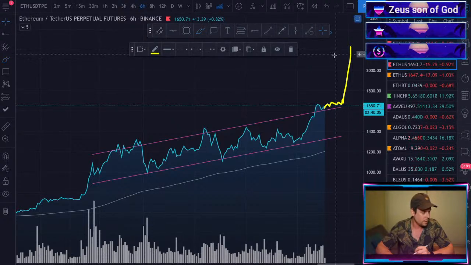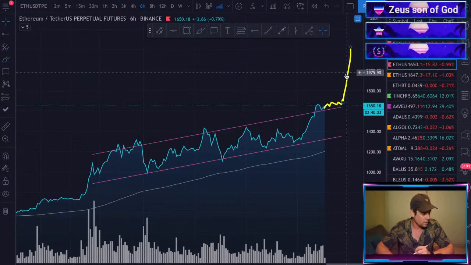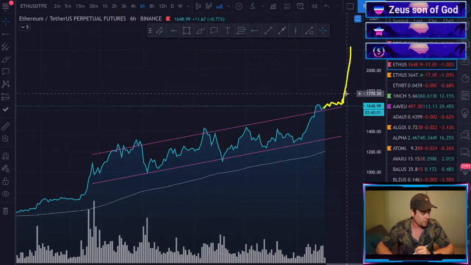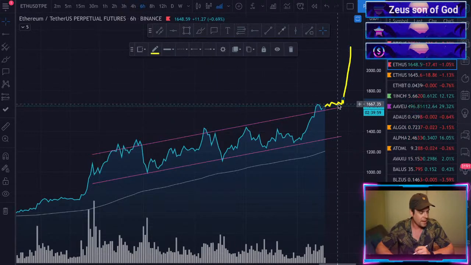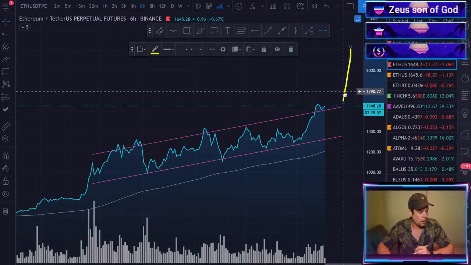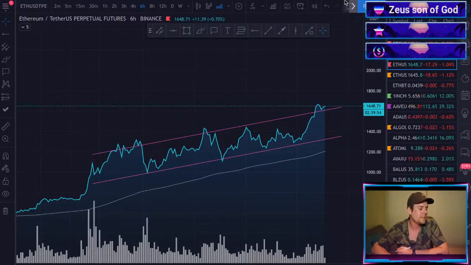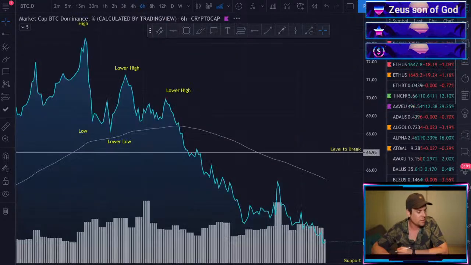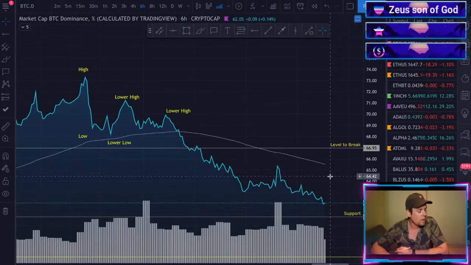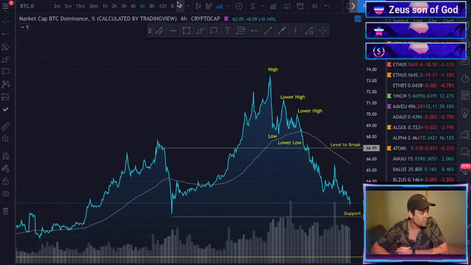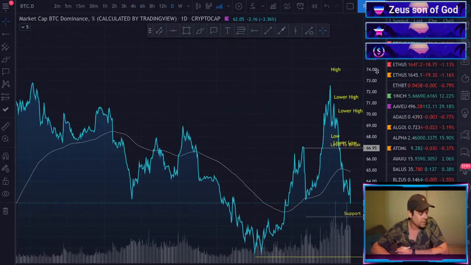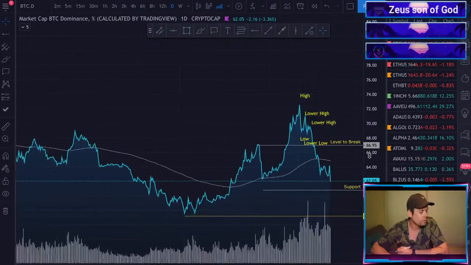Let me just get rid of these drawings here. Another chart that I want to look at that is going to help us with our analysis on the health of the altcoin space is Bitcoin dominance. Everybody knows about Bitcoin dominance. It's a contextual chart, and I don't draw patterns on it per se. I just observe the trend.